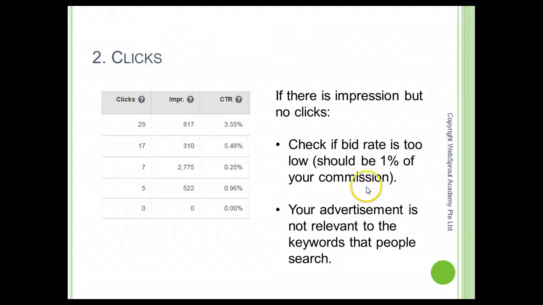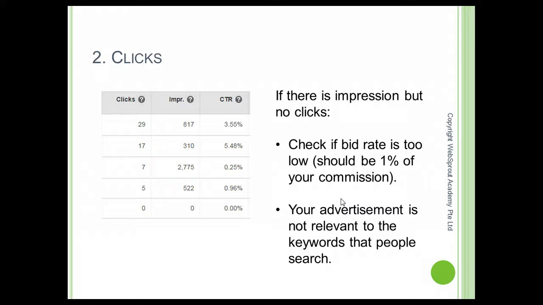Okay, my recommended bid rate should be 1% of your commission. So for example, if you make $20 from that product, your bid rate for that keyword, for all the keywords in fact, should start from 20 cents. Okay, so it's 1% of your commission. Do not go any higher or any lower when you first create a campaign. So just 1% of your commission.